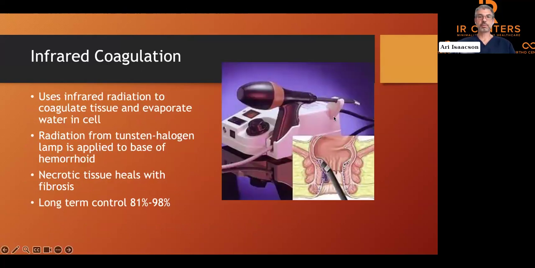This is another option that gastroenterologists have for the office. Again, it's a transrectal procedure, but instead of using the banding device, they use infrared radiation to basically cause the tissue to necrose and then fall off. Not as common as the banding procedure, however.